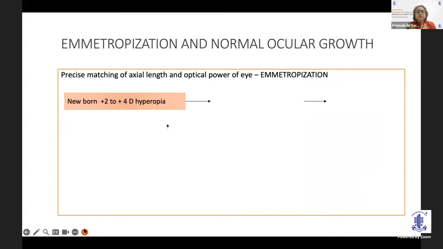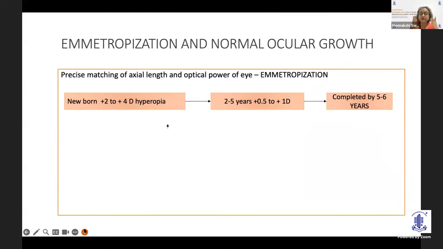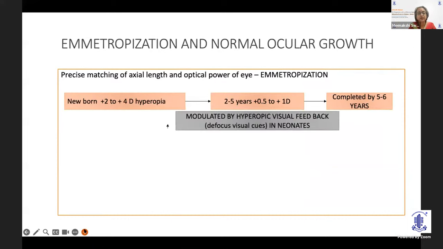So emmetropization and normal ocular growth is a concept that you have to understand. So really, what is emmetropization? Precise matching of axial length and optical power of the eye. So with the next few animations, we're going to look at what happens when a child is born. A newborn has about +2 to +4 diopters of hyperopia. By the time the child is between two to five years of age, the hyperopia slowly reduces, becoming about 0.5 to 1 diopter. And by 5 to 6 years, this process of emmetropization, where the child does not have any significant refractive error, is complete.